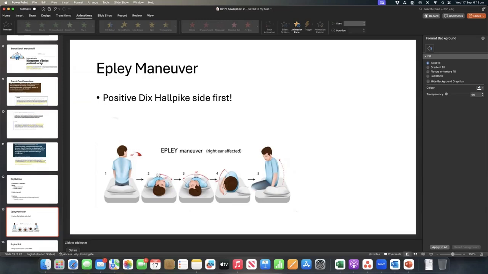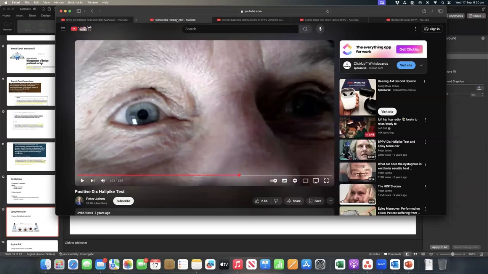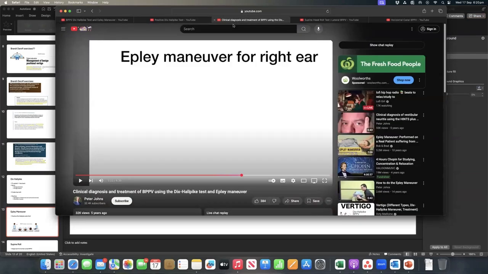Usually in these cases, there's a little bit of cervical stuff as well, which we'll also take care of. But if they are acute, the Epley, as you saw in the evidence, should fix 90% of people. And so if we just have a look at what the Epley would look like, here we go.